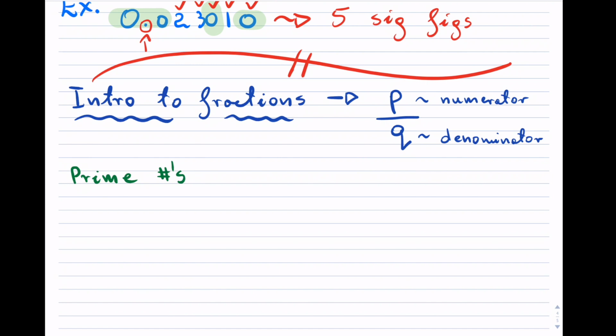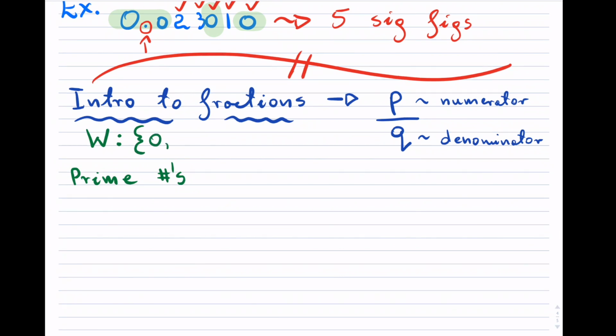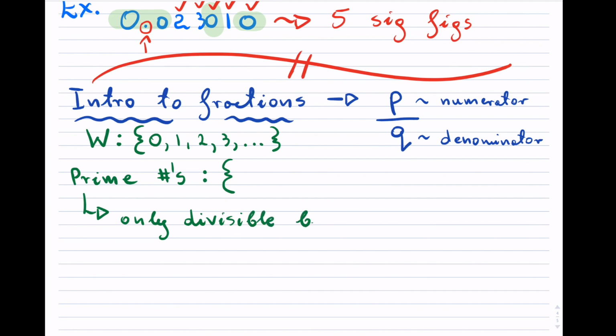Now, you may recall whole numbers. So for whole numbers, they were defined as 0, 1, 2, 3, and so on. We could have started with natural numbers, which wouldn't have the zero. But in any case, prime numbers are also a set, but they are only a set of numbers that can only be divided by 1 and itself without having any remainder.